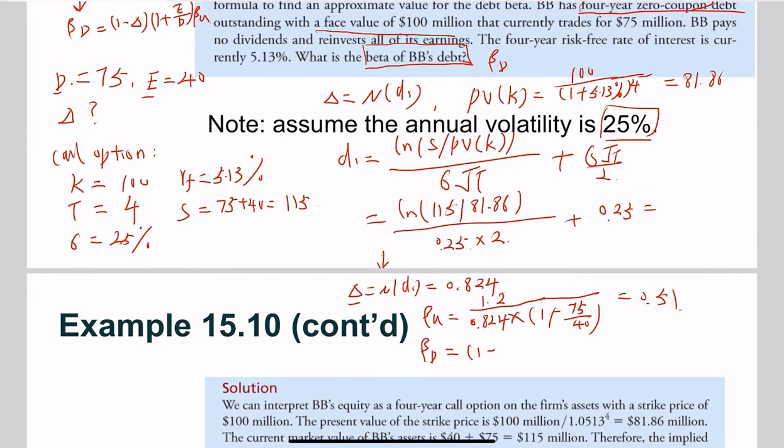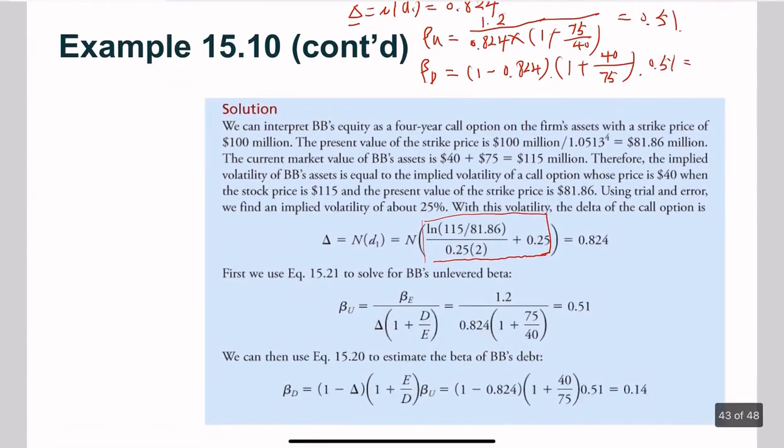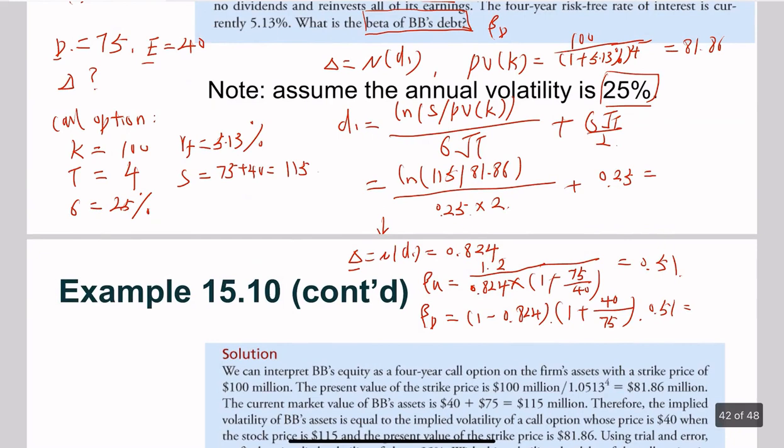And then we can use the next formula to find out the beta of debt. So it's 1 minus delta, and 1 plus the ratio of equity and debt, times beta E, right? So again, use your calculator. You can find out the beta of debt, which is 0.14.